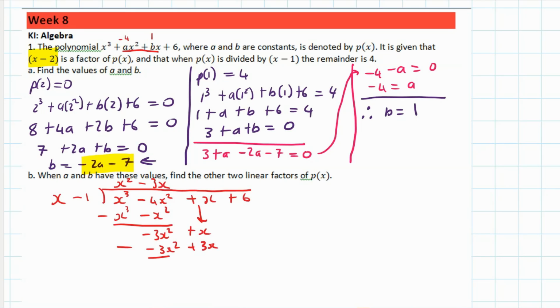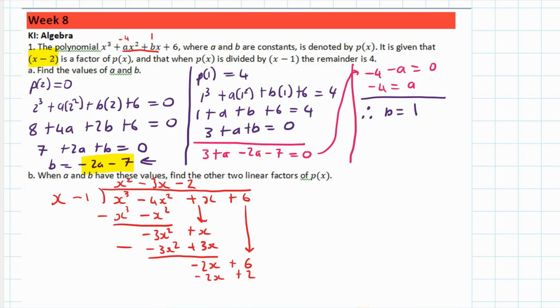Now we're subtracting all of that. And so I think this gives us, yep, so we should get minus 2x, I think, minus 2x. We're going to bring that 6 down. And we're going to times it by minus 2. So you get minus 2x plus 2.